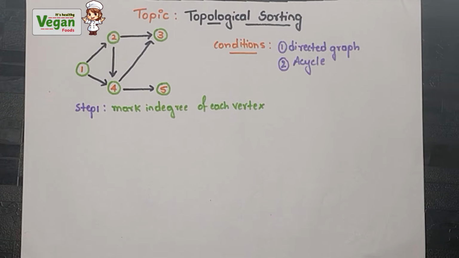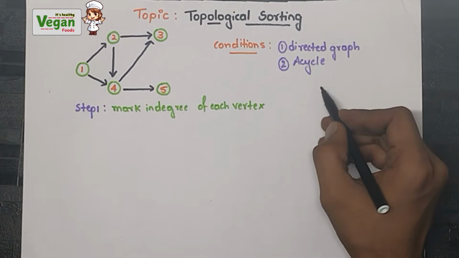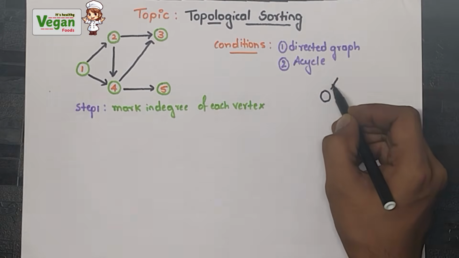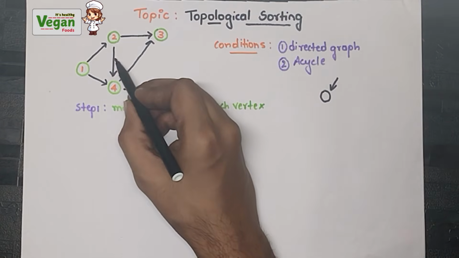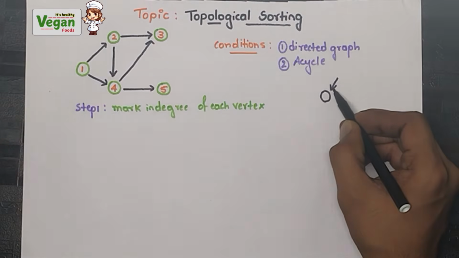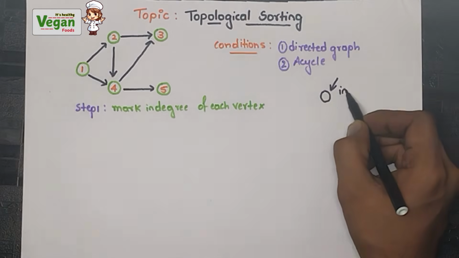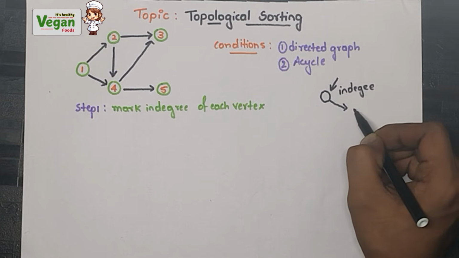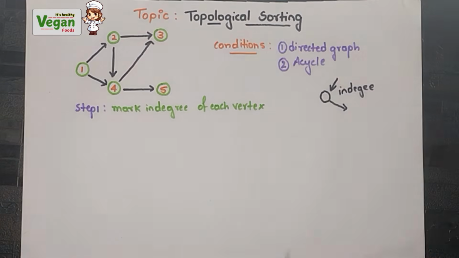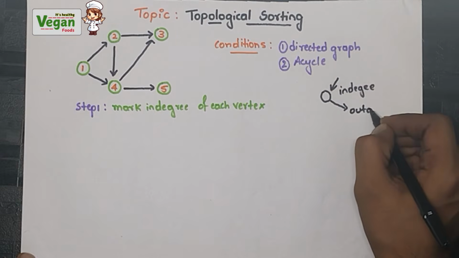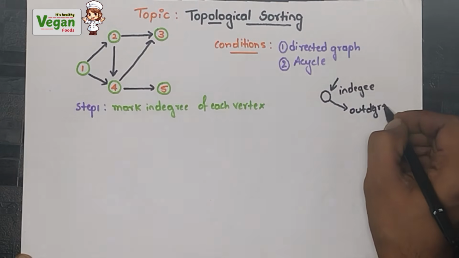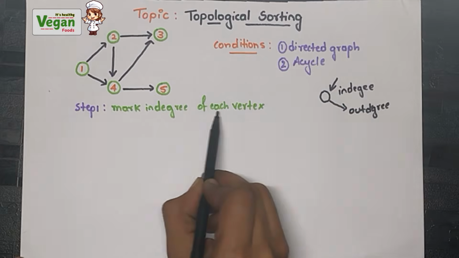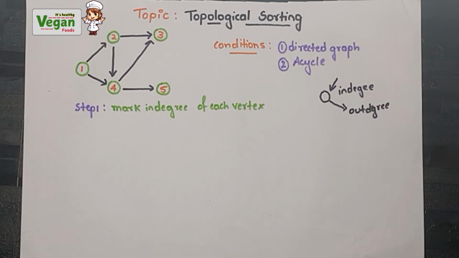What is in degree? If I consider a vertex, these are called the edges. If the directed edge is coming towards the given vertex, it is called the in degree. If the directed edge is going out from the given vertex, it is called the out degree. So the first step is to mark the in degree of each vertex.